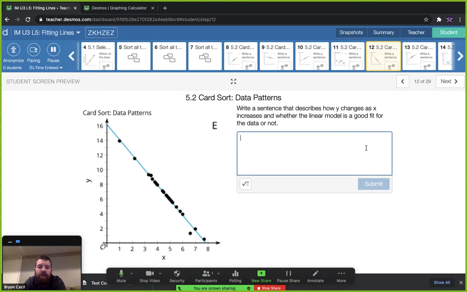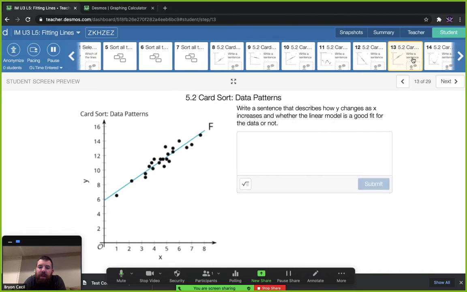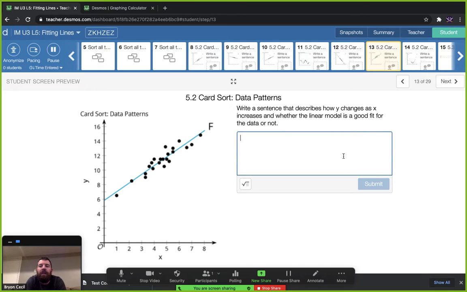All right, here we go. As x increases, we see moving down left to right, so y is going to decrease. Very good fit, except for one point, right? Because we do have that one little point out there. And then we have another one here.